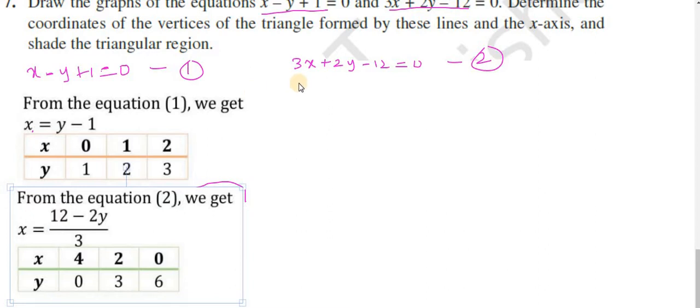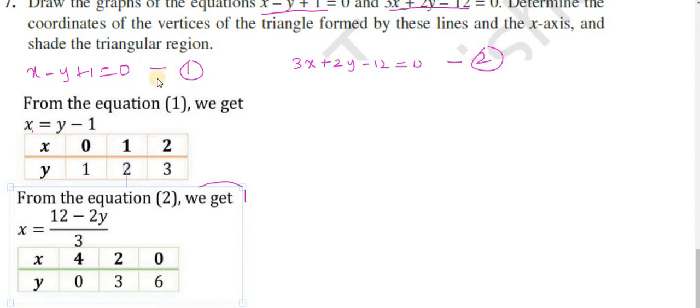Okay, next take equation 2. Here 3x is there, so I transposed negative 12 to the right hand side, which becomes positive 12, and positive 2y to the right hand side, which becomes negative 2y. So 3x is equal to 12 minus 2y, so x is equal to (12 minus 2y) by 3. Now I can give any different values of y. I gave 4, 2, 0. If you want you can take 0, 1, 2, 3 again here also, no problem. You'll get the same answer, no changes. If you want any values you can give; I gave these values.